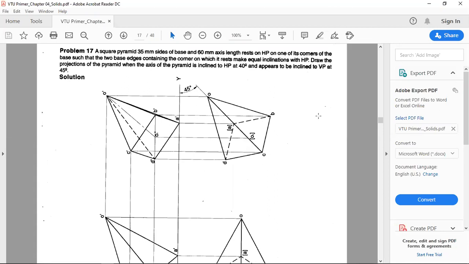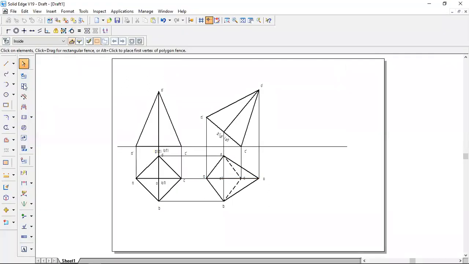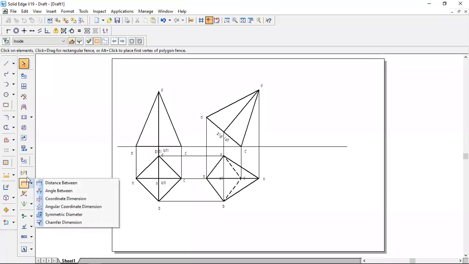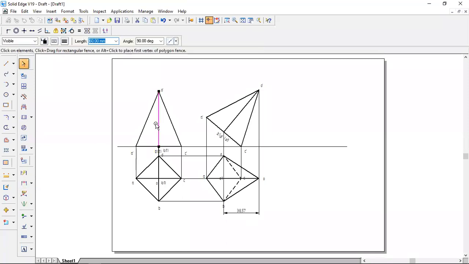So the apparent axis is inclined to VP at 45 degrees. This is the apparent axis. If you measure from here to here, the length has changed: this is the apparent length 38.57. Actually the axis length is 60 mm, reduced to 38.57, which means it is the apparent axis. This axis itself is at an angle of 45 degrees.